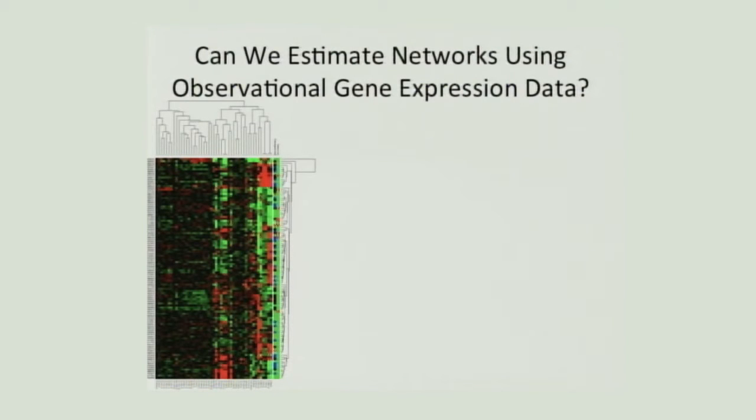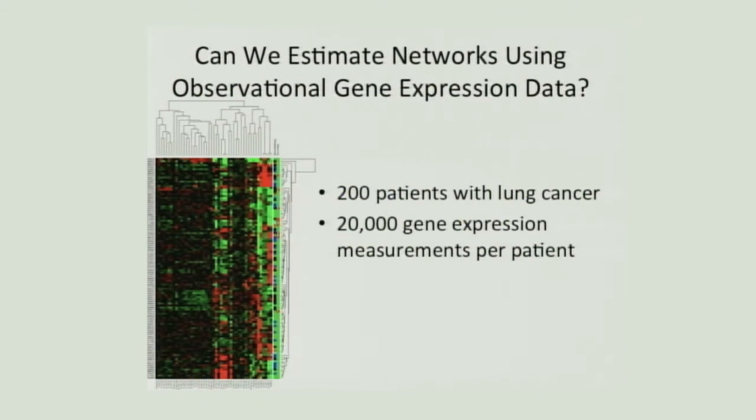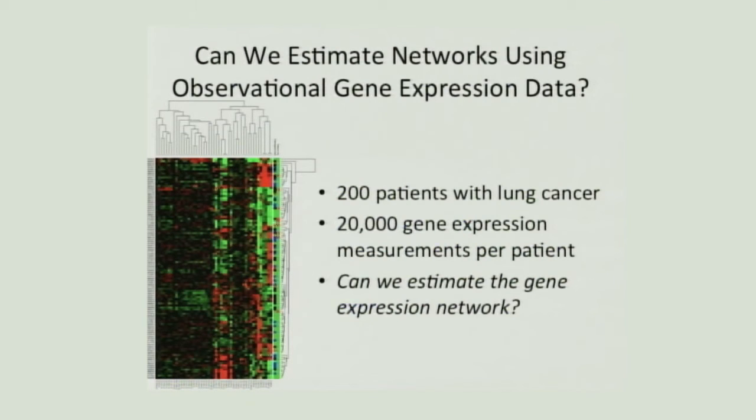In particular, can we estimate networks using observational gene expression data? We can get a lot of gene expression data from microarrays or from sequencing. For instance, let's say we have a data set with 200 patients with, let's say, lung cancer, and we have 20,000 gene expression measurements per patient. The question is, can we estimate the gene expression network? Can we understand how these genes are interacting in these tissue samples?